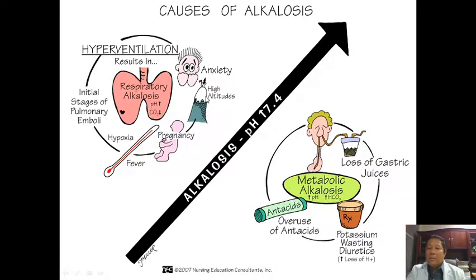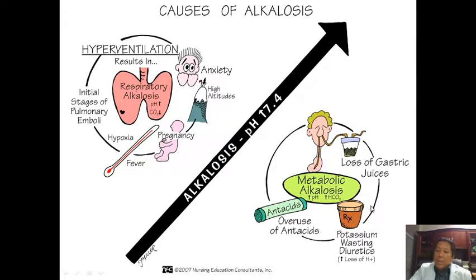High altitude. So if you go up in the mountain, because there's less oxygen molecules in the atmosphere, the tendency is you will breathe faster. Fever will also cause an increased respiratory rate. So any type of hyperventilation can cause respiratory alkalosis.